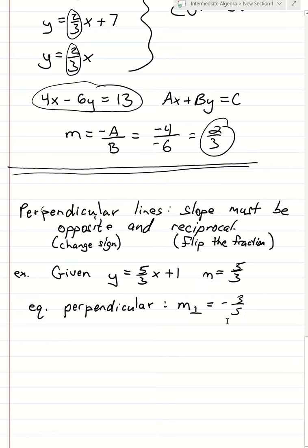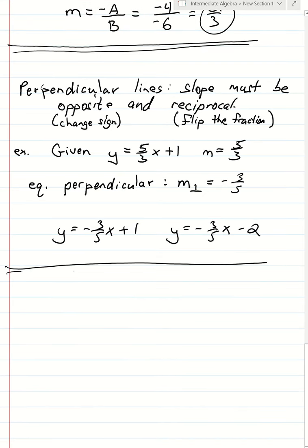And so now, if I want to write an equation, I could write y equals negative 3/5 x plus 1, and that would be perfectly fine. I could write y equals negative 3/5 x minus 2, and that would be perfectly fine. These two equations would be perpendicular to the one that's given. Why? Because we notice the slopes are opposite and reciprocal. Okay?